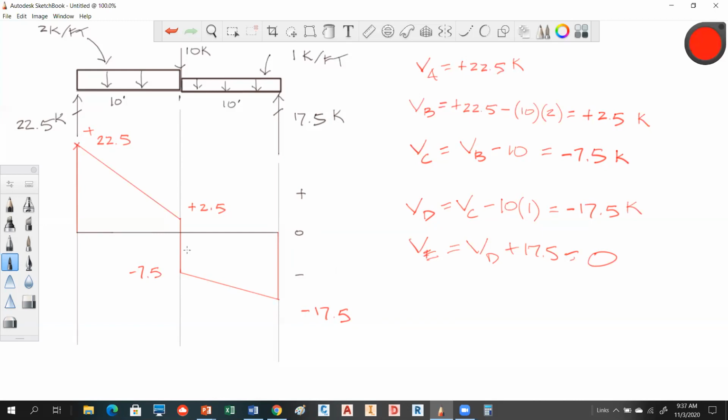I want you to notice this too. See that? It's crossing 0. On the moment diagram, that's going to give us a point of maximum moment. Gives us maximum moment. You guys get any idea?